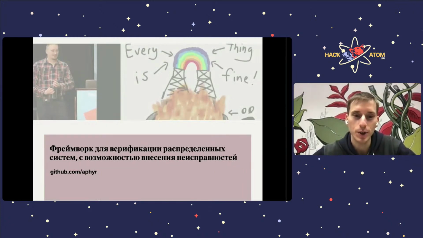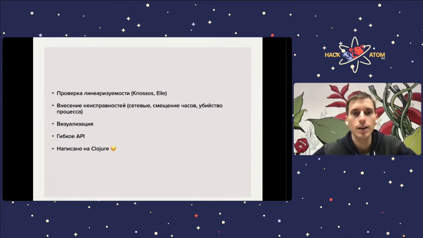Jepsen is a framework for verification of distributed systems, with some additional features. As the author, left-hand side on the top. What Jepsen can do for you, the first and most important feature, is checking linearizability.